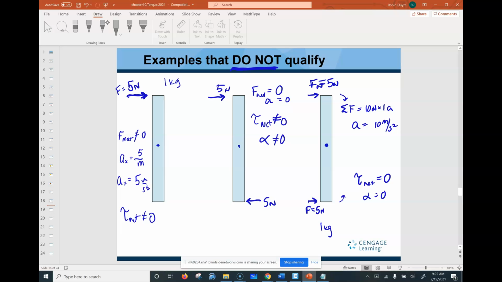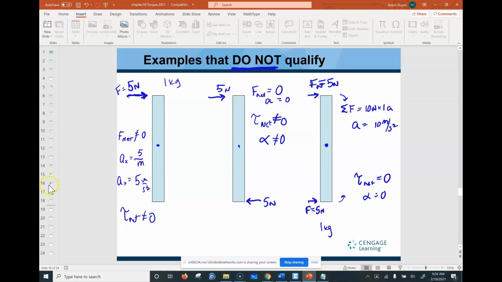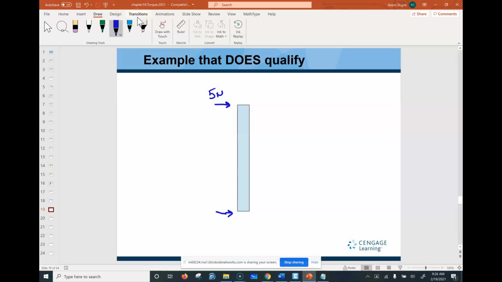Okay, better? Yeah. You sure? Okay, because I might have added something I shouldn't have. Is my drawing back? Oh, good. Phew.